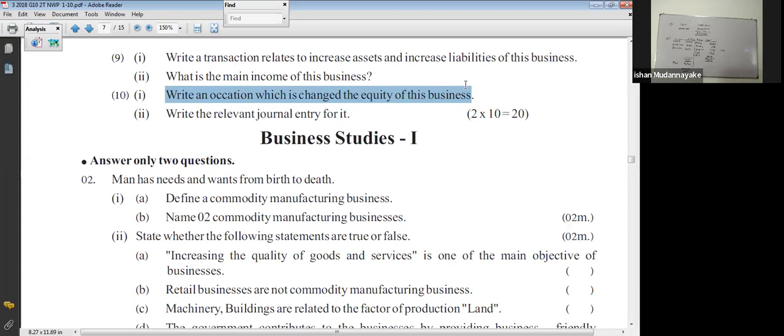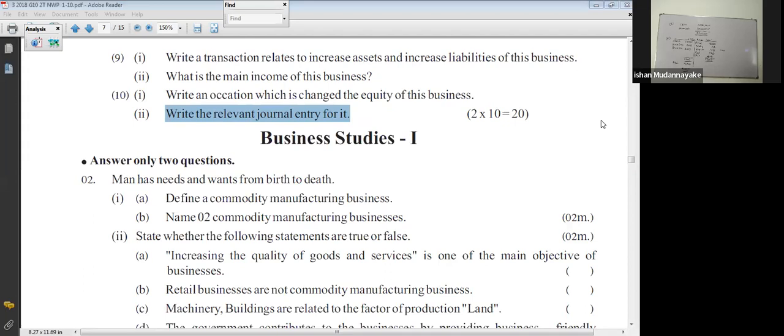Right. Then problem number 2. Write the relevant journal entry for it. For the fuel drawings: Drawings account debit 15,000, fuel account credit 15,000. Yes, very good. That's the answer. Drawings account debit 15,000, and then fuel account credit 15,000. That's the answer.